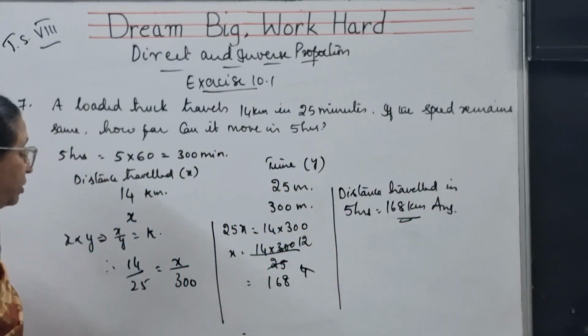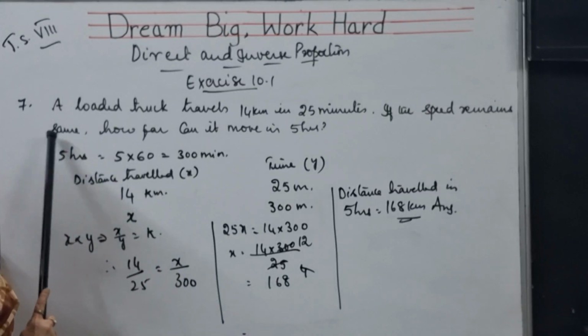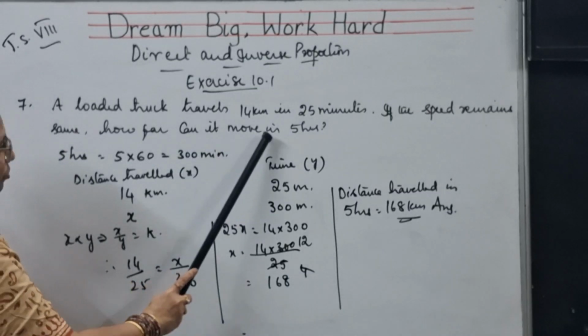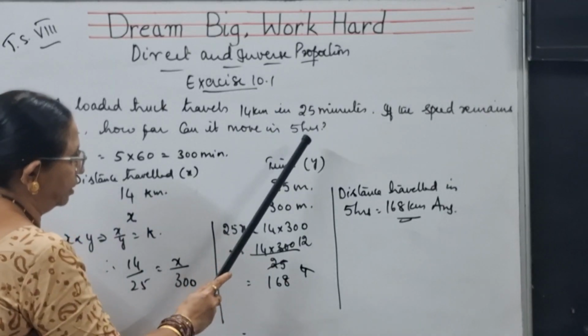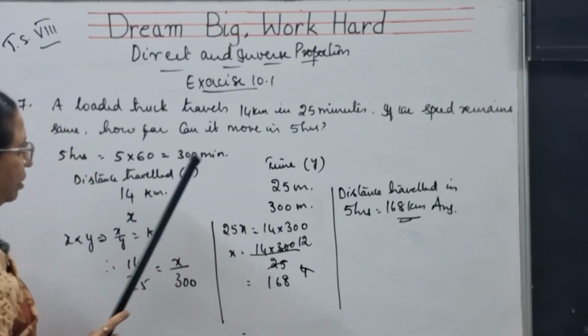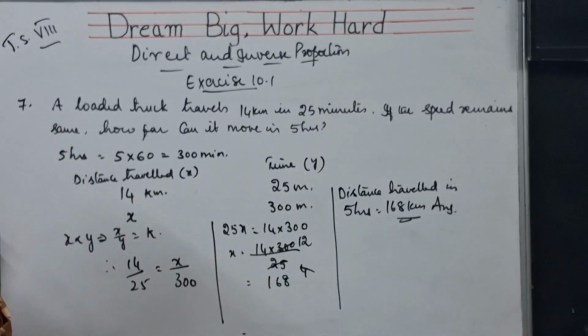So let me explain once again. A loaded truck travels 14 kilometers in 25 minutes. If the speed remains the same, how far can it move in 5 hours? Here the time is given in minutes, here the time is given in hours. So let us convert hours into minutes. This is easy for us, children.